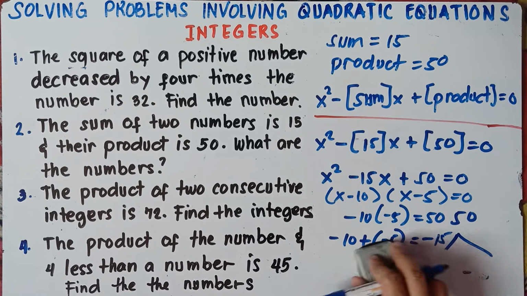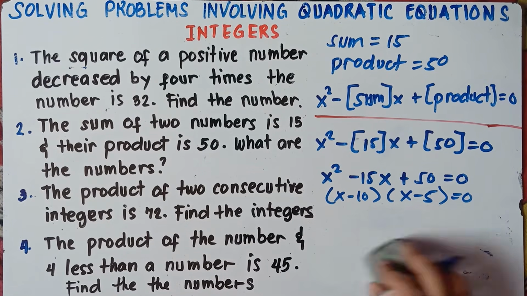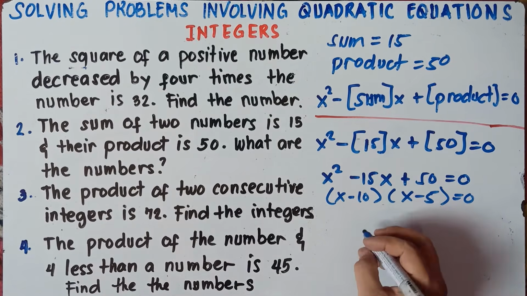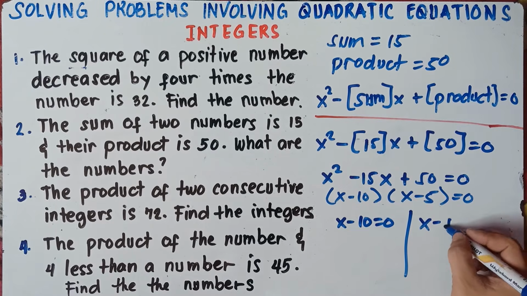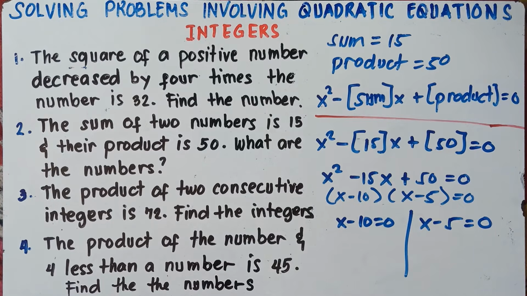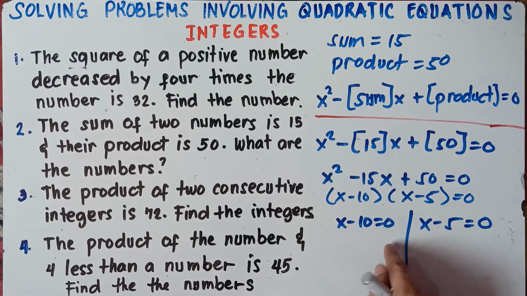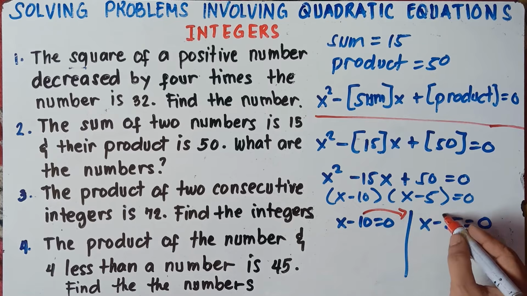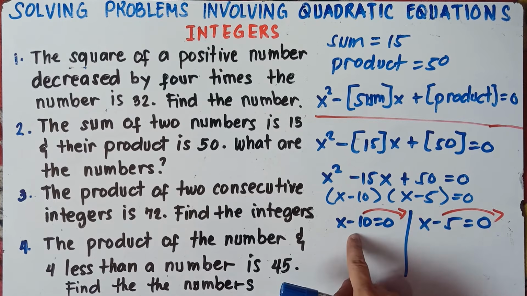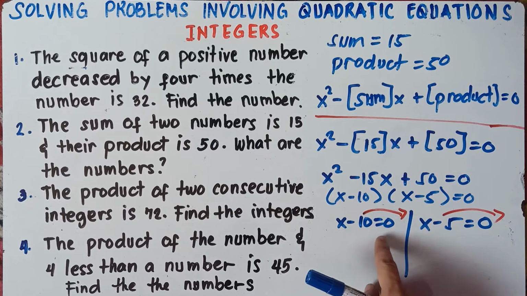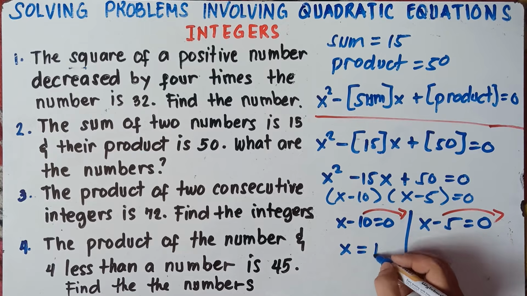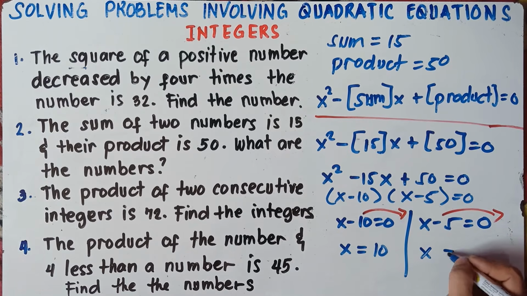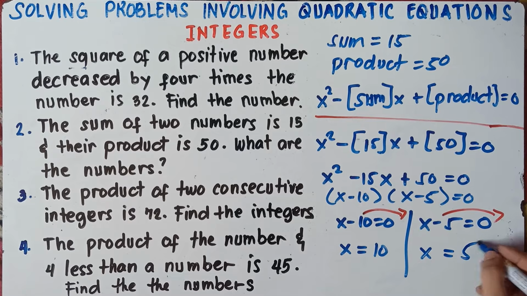Alright, and then you equate this one to 0. This will be x minus 10 equals 0. The other one, x minus 5 equals 0. And to get the value of x, you can transpose or transfer this negative 10 from left to right. Right? And this 5 from left to right. Once you transfer across this equal sign, you always change the sign, class. This will be x equals, this is negative 10, it will be positive 10. This will be x equals, this is negative 5, it will be positive 5.